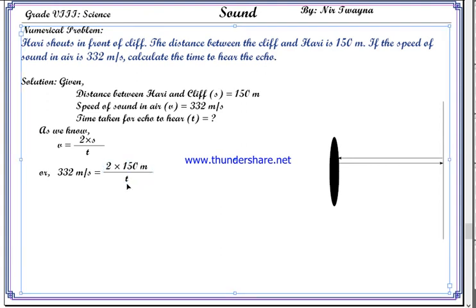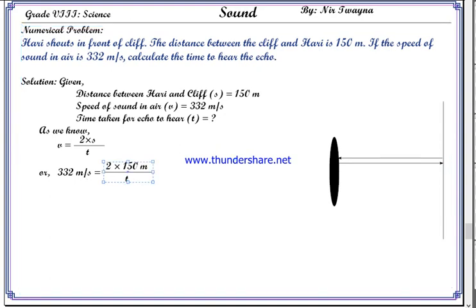How would you do that? By isolating t. And how can you isolate t? By cross multiplying, isn't it? You can isolate t like this. If you cross multiply it, it will be 332 into t. Yes, 332 meter per second equals to, in left side what you have, 2 times 150 is 300 meter. See, 2 times 150 means 300.